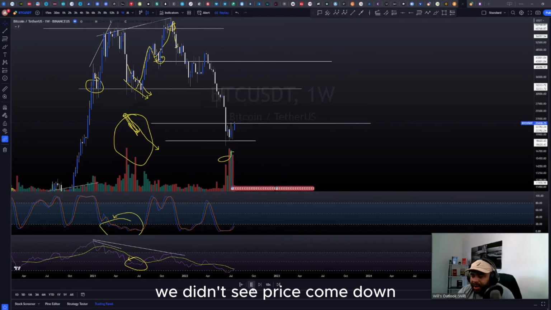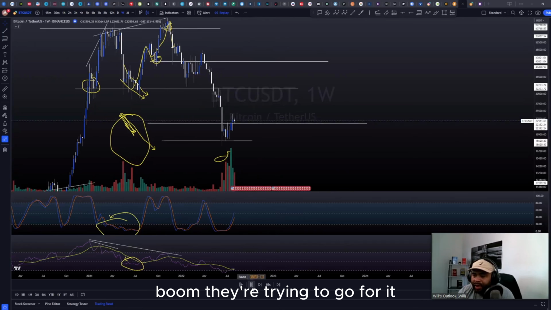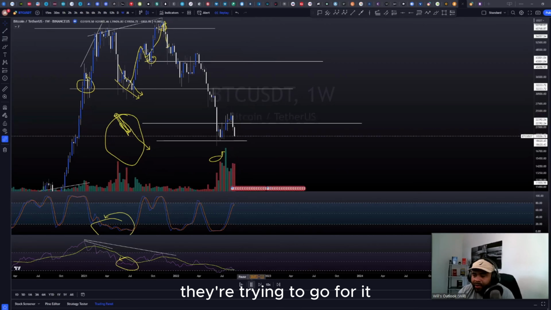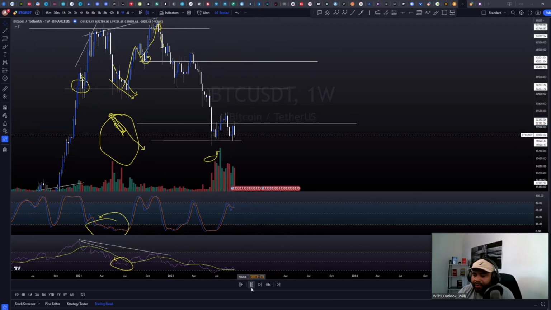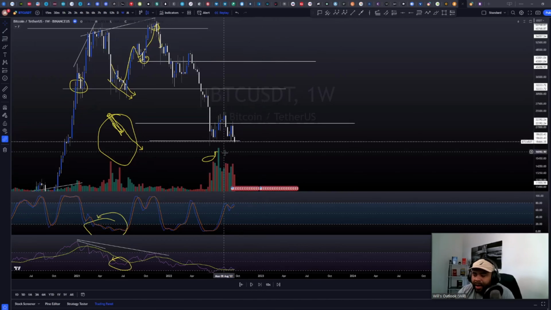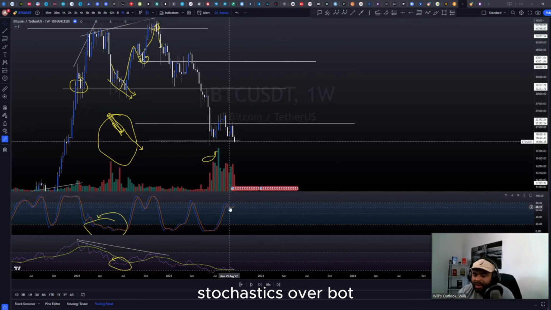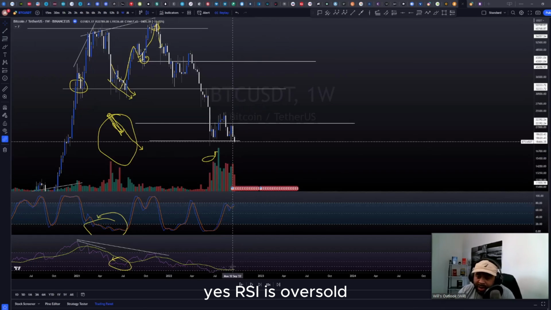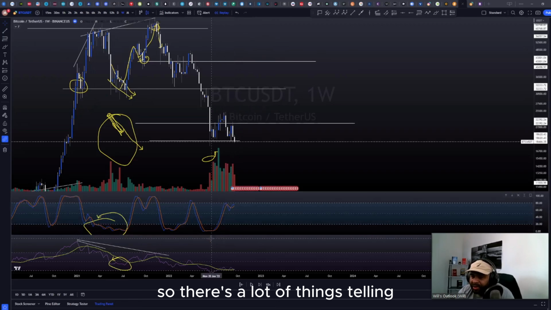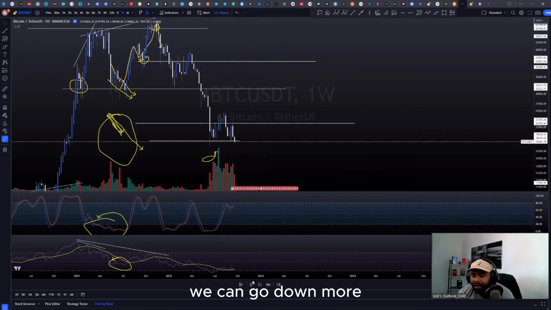We then see price come down. Boom. They're trying to go for it. And they're failing. Not only are they failing, volume is dropping, right? Volume's dropping, stochastics overbought. Yes, RSI is oversold, but stochastics overbought. So there's a lot of things telling you, hey, we can go down more.